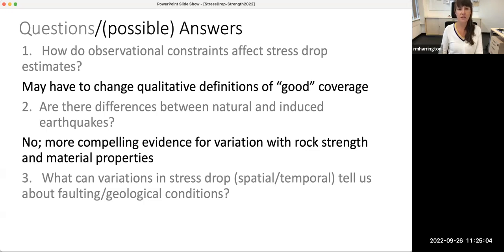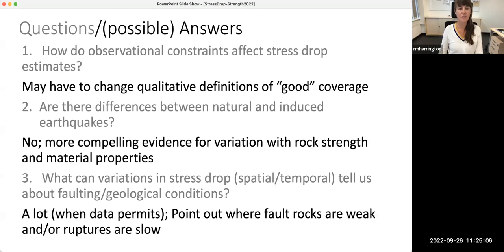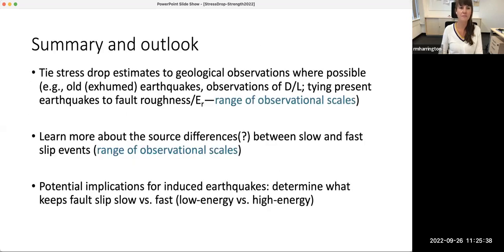And then finally, what variations in stress drop can tell us about faulting and geological conditions. Once we keep those caveats in mind about what we're looking at and what constraints we have on our data, we can still make a lot of inferences about where faults are weak, where rupture velocities might be slower. And I think there's a lot of merit in continuing to try to look at smaller earthquakes in even higher resolution with more types of data.